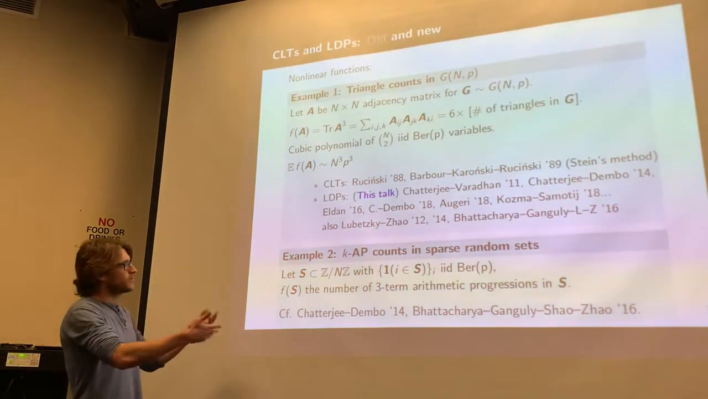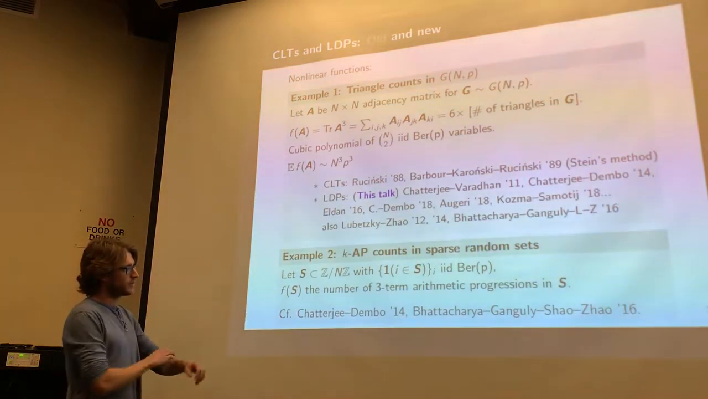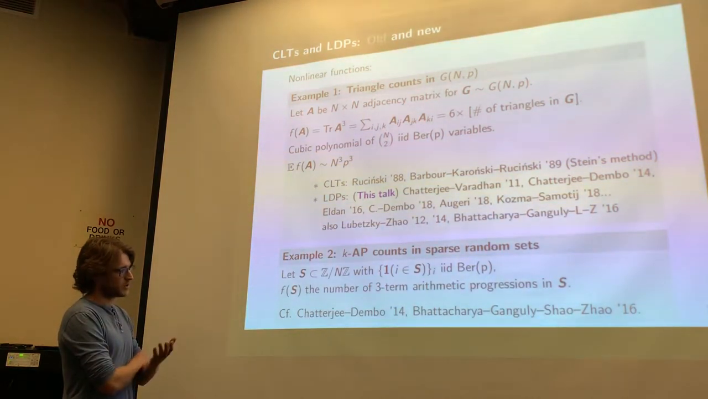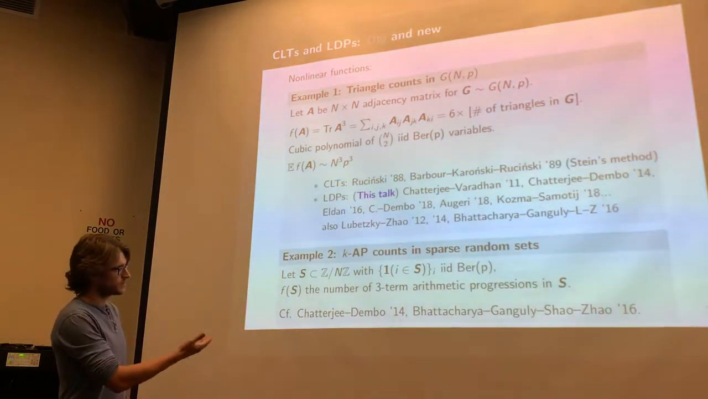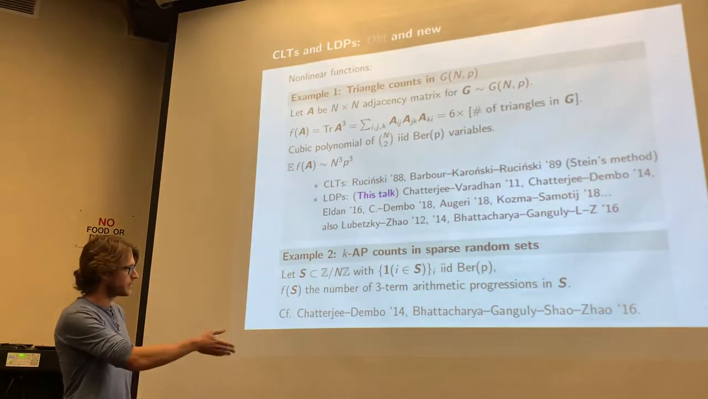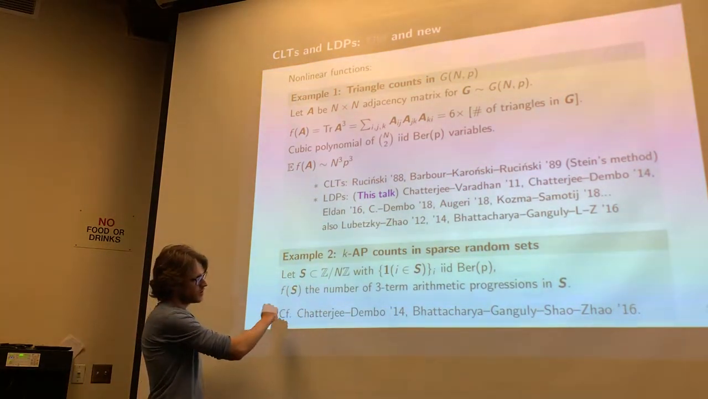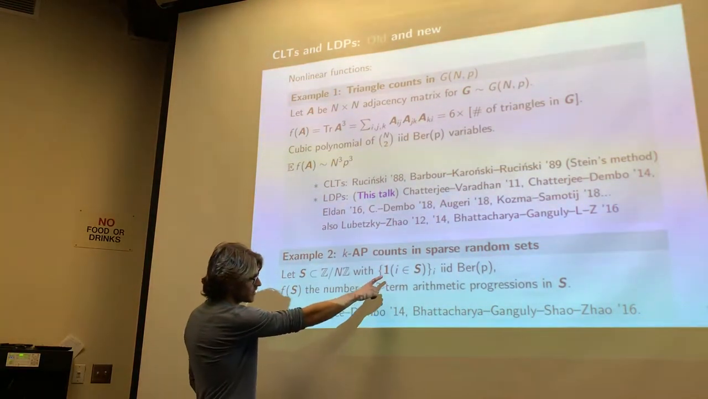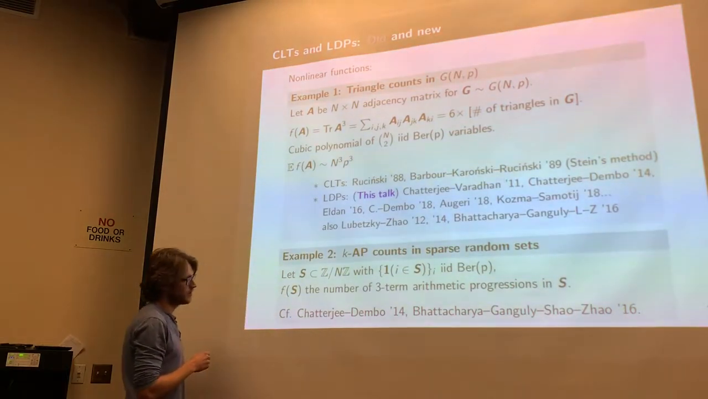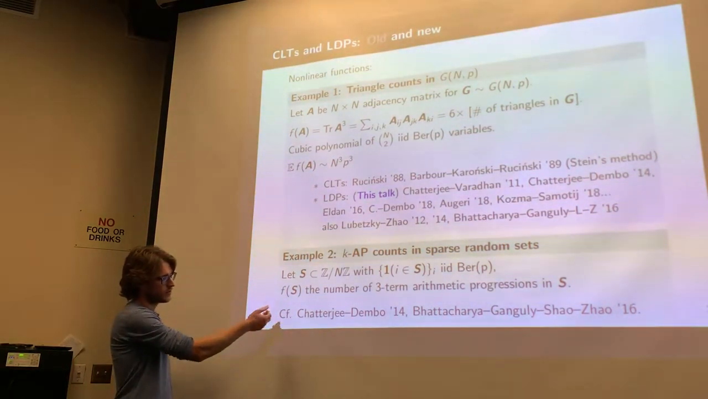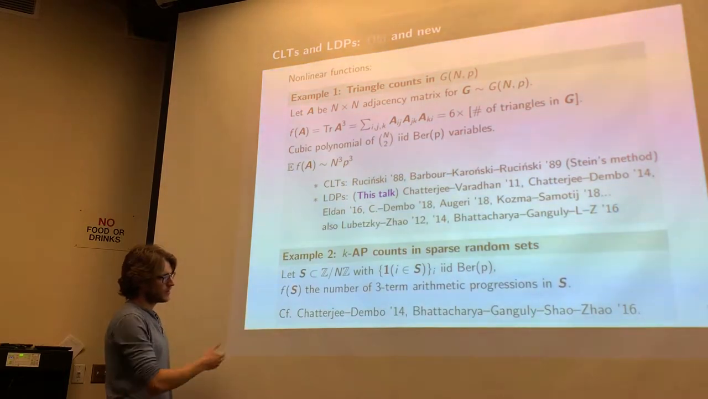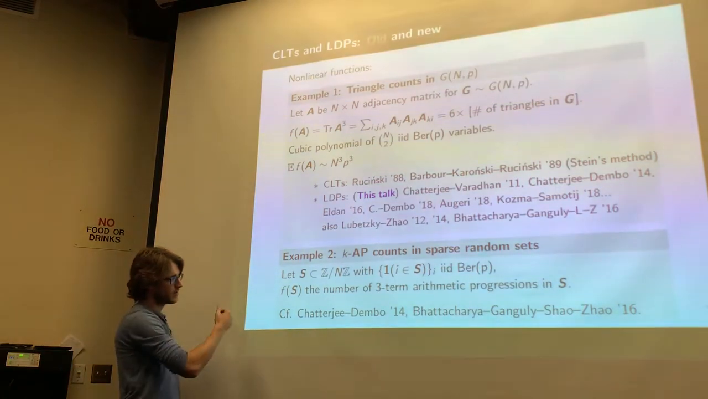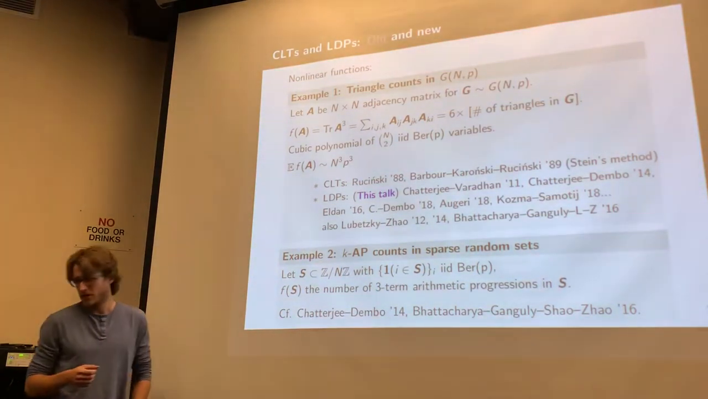Okay, and just to give you some variety, I won't talk about this at all after this slide, but another example people have considered is to count k-term arithmetic progressions in sparse random sets. You take a random subset of the discrete torus, where membership is determined by IID indicators, and then consider, say, the number of three-term arithmetic progressions. Then analogous results to the results for triangle counts have been established for this.